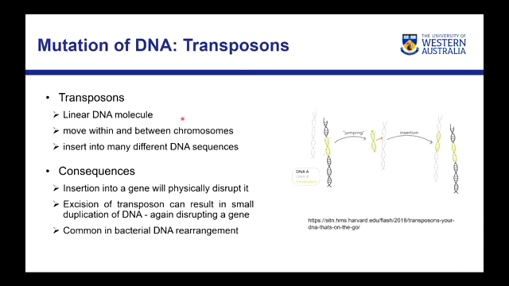So transposons, or jumping genes, are basically linear DNA molecules that move within and between chromosomes. And they insert into many different DNA sequences. I've got this quite simplistic figure, but I think it illustrates the point quite nicely. Here we've got DNA A, which is in the darker grey, and it has a transposon inserted here in the green. And then you've got DNA B, which will be the recipient DNA, and so the transposon literally jumps from one into another, as shown here.